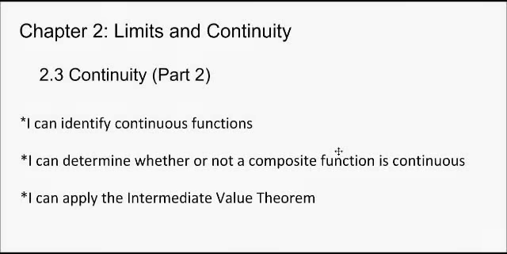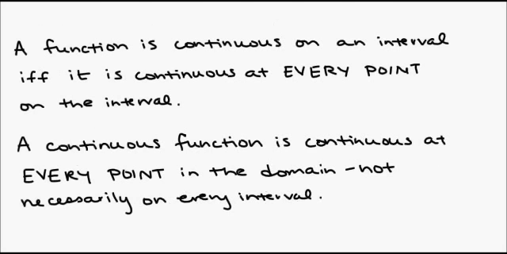2.3 Continuity Part 2. Your objectives for this lesson are still to identify continuous functions, but also to determine whether or not a composite function is continuous and to apply the intermediate value theorem. A function is continuous on an interval if and only if it is continuous at every point on the interval. So no exceptions, it must be continuous at every point on the interval.